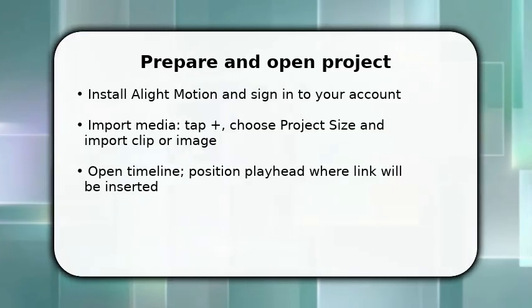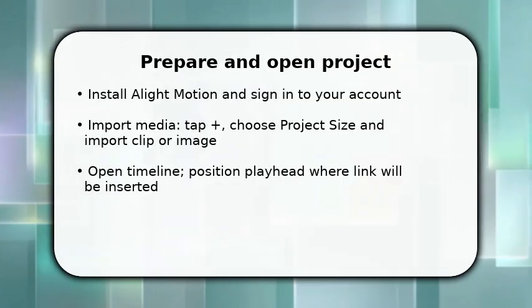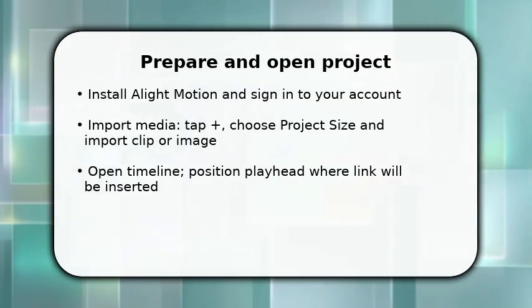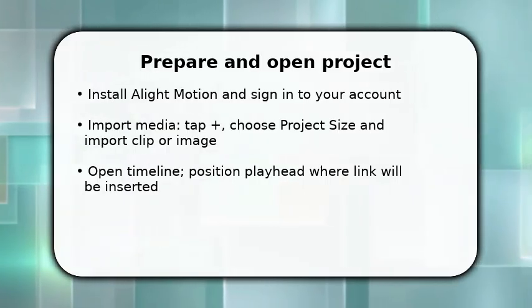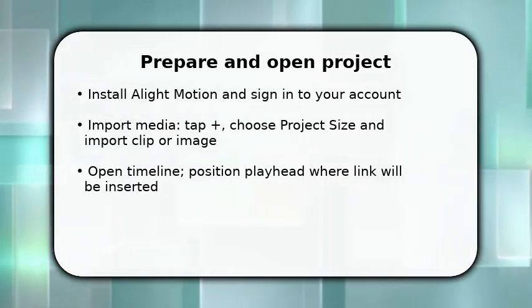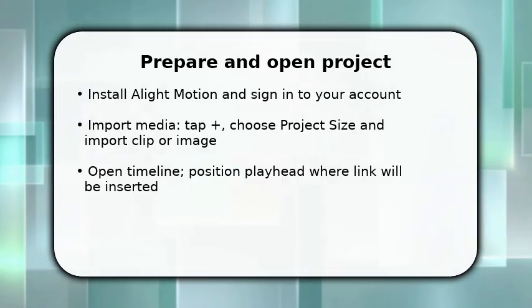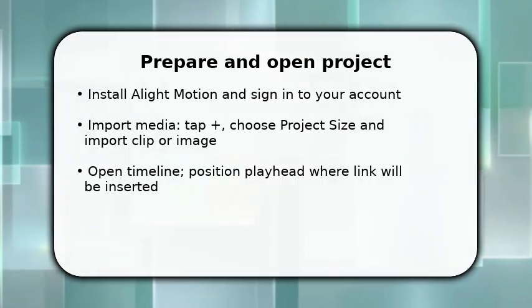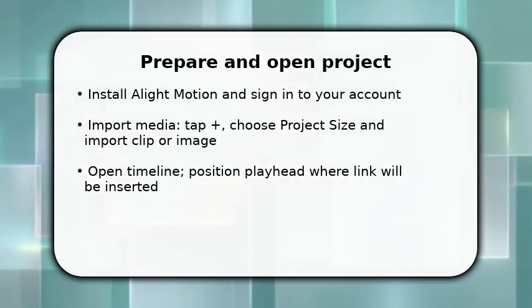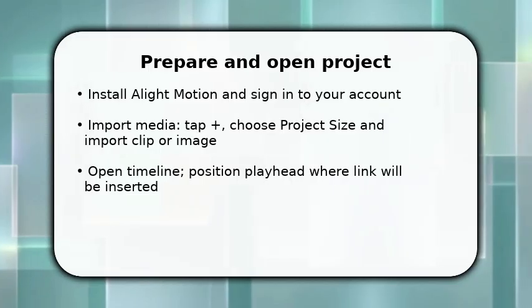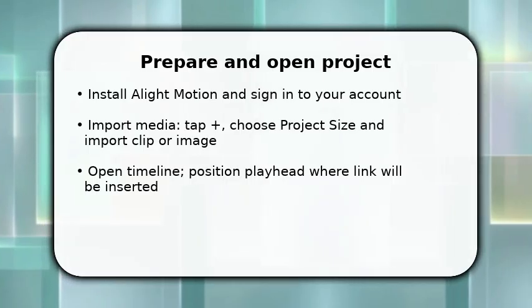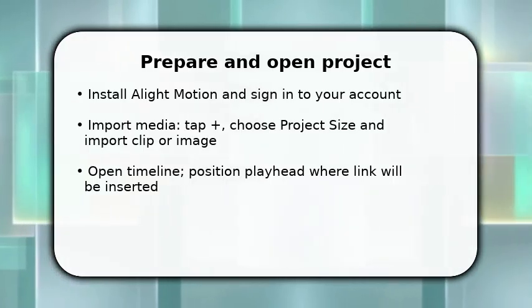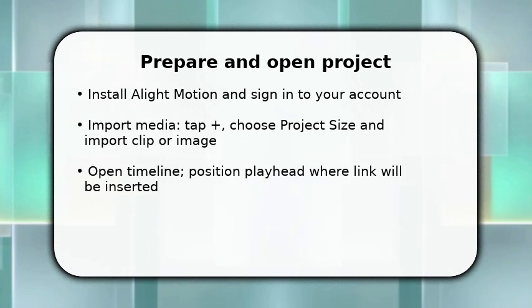You start inside your open project. Make sure your clip is imported and the playhead sits exactly where the link asset should appear. Once done, tap the plus button and choose Media or Shape to create a layer that will hold the link. You do this because Alight Motion doesn't support clickable URLs directly, so you simulate a link visually and add interactivity via export or platform overlay. Make sure layer duration matches clip timing so the link appears at the right moment.